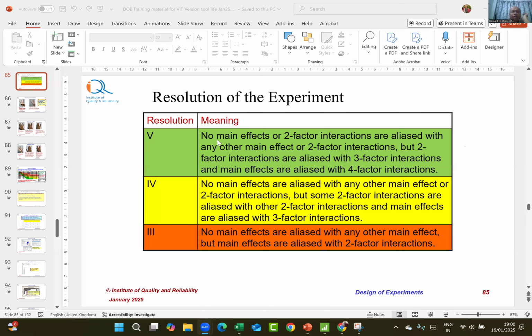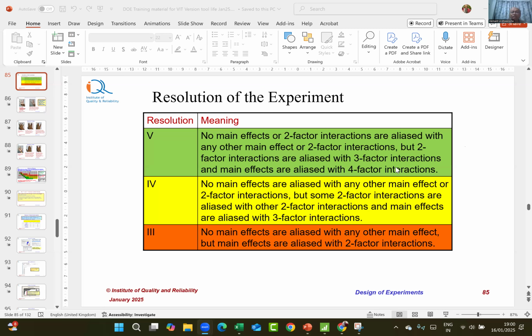So now if you look at the table, I'll again share this table with you. So now you can see for resolution code 5, no main effects or two-factor interactions are aliased with any other main effects or two-factor interactions. But two-factor interactions are aliased with three-factor. 2 plus 3 is 5. And 1 plus 4 is also 5. So main effects are aliased with four-factor interactions.